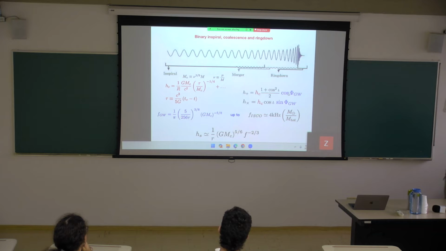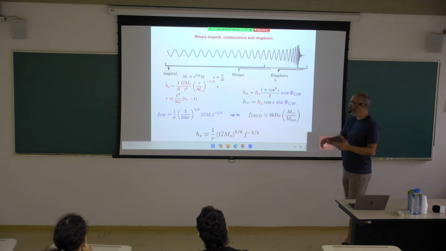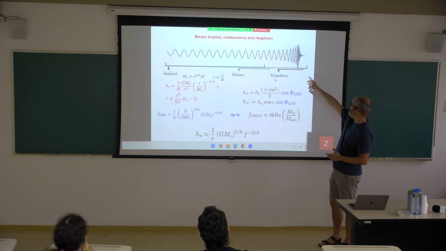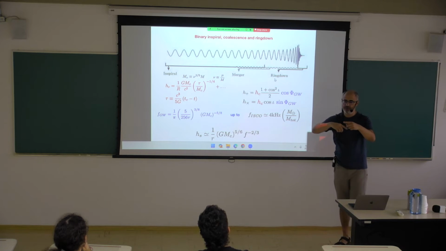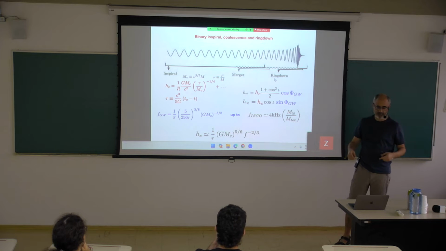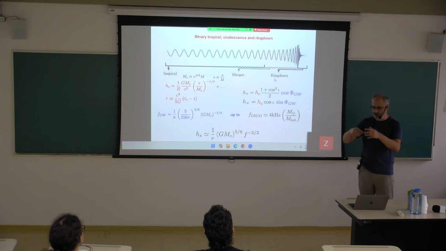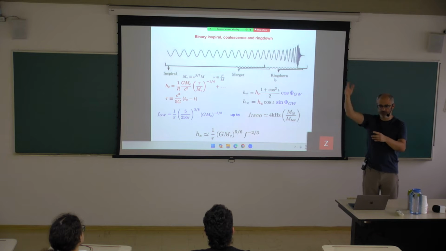You see the frequency here is low and it becomes larger, very much larger. And you can compute this as a rule of thumb. Why is this frequency growing? Because the object is spiraling. The orbit was large and then you emit gravitational waves and the orbit shrinks and becomes faster. And you can compute more or less at first order the behavior of the frequency just doing the balance equation, okay? The shrinking of the orbit in one round is given by the gravitational wave emission.